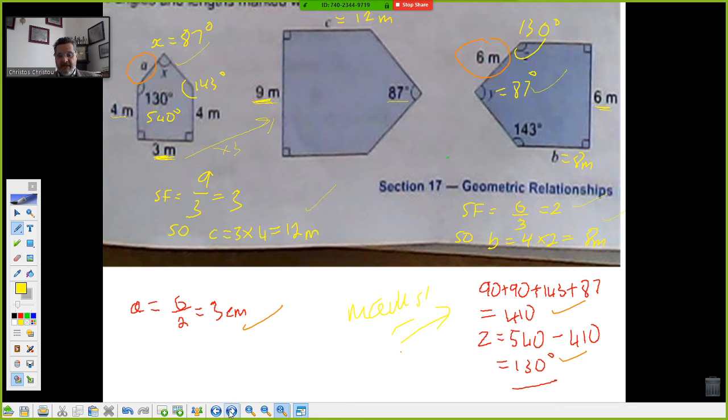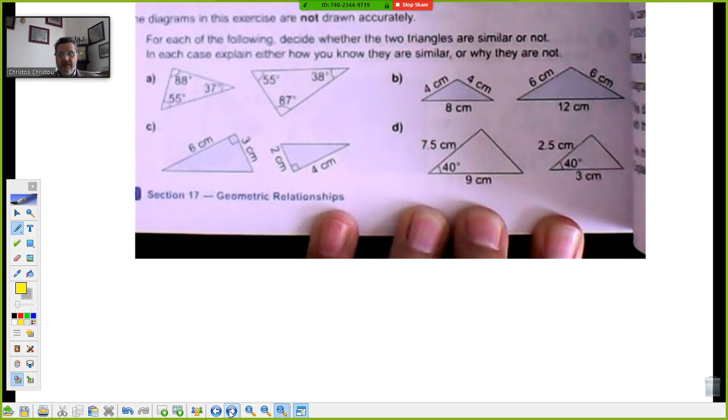Let me turn over for today's lesson. So this is taken from your book. I did a photo with my camera right here, and this is quite easy. For each of the following, decide whether the 2 triangles are similar or not. Well, you match, don't you? You're good. No, sorry, 88, 87, 83, 38.